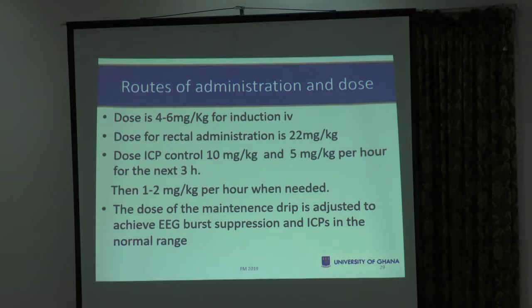Now I mentioned that you can give thiopentone to people with very severe head injury. Somebody has severe head injury, he's deeply unconscious, and we can't bring him back. We can give them huge doses. Have you seen that? 10 milligrams per kilo. The dose is what? 4 to 6. After that, you infuse 5 milligrams per kilo for what? 3 hours, and then 1 to 2 milligrams for some time.